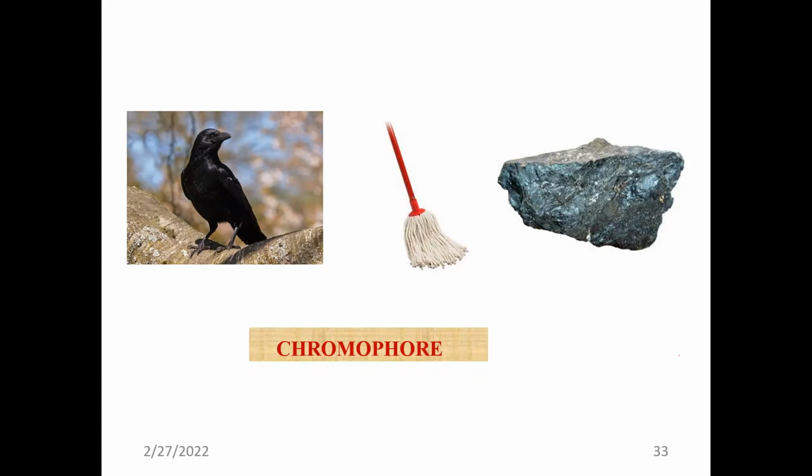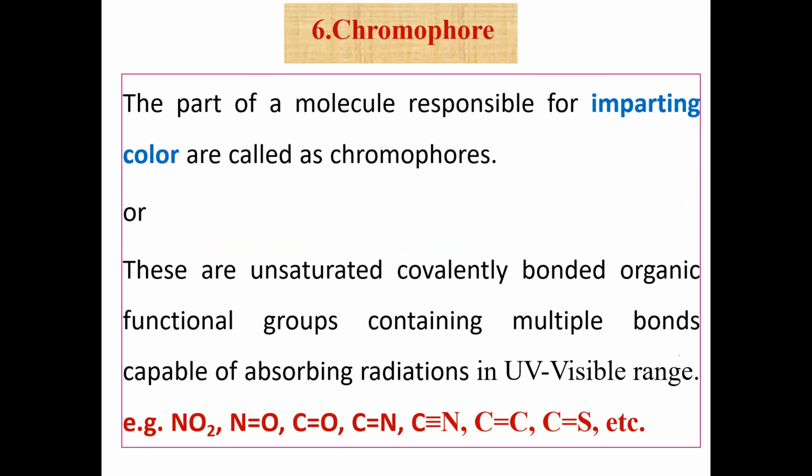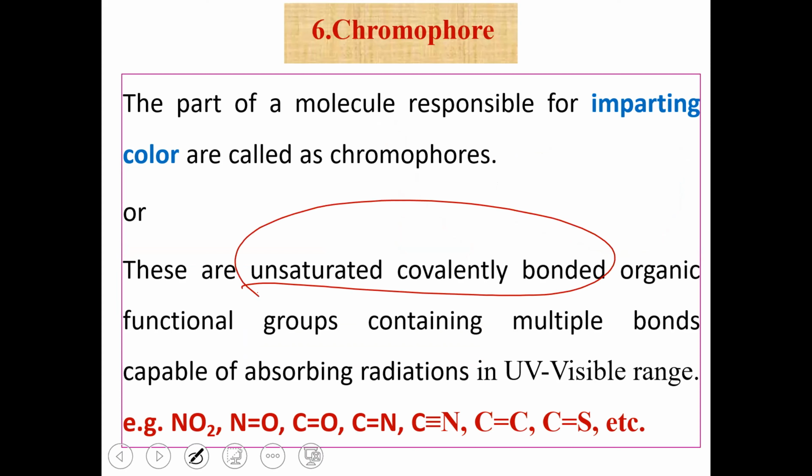A good identification. Chromophore. As you all know, it's a very important component of the groups that is responsible for absorption of light, I mean UV or visible light. Generally they are unsaturated covalent bonds, very important. This fact will help differentiate chromophores from auxochromes. So please be clear that they're unsaturated covalently bonded functional groups.